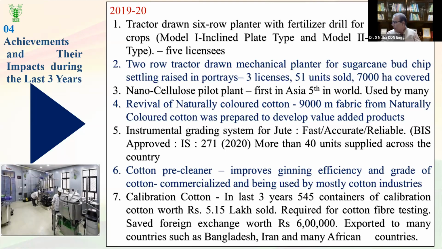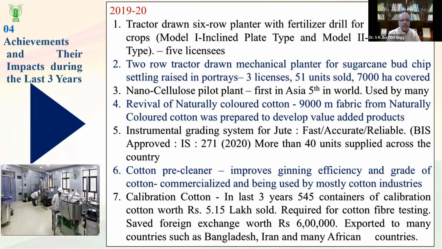At CIRCOT, Mumbai, naturally colored cotton was revived. Colored cotton was developed by our friends long back, but it was not picked up because of the lack of processing technology. So our CIRCOT, Mumbai revived that, and 9,000 meters of fabric from naturally colored cotton was prepared to develop value-added products. We gave those products, jackets and many other items, to many ministries and dignitaries at ICAR functions. Instrumental grading system for jute is fast, accurate and reliable. BIS has already adopted it, and more than 40 units have been supplied throughout the country.